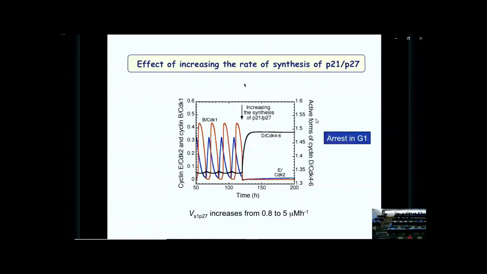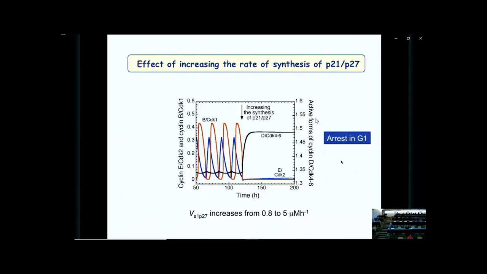If we increase P21, the inhibitor of the CDKs, then the system reaches a stable steady state. And it is thought that this corresponds to an arrest in G1, as shown here. It is thought that this is the way which is observed in development. In the course of differentiation, some cells do not differentiate unless there is an increase in P21, which stops the cell cycle.